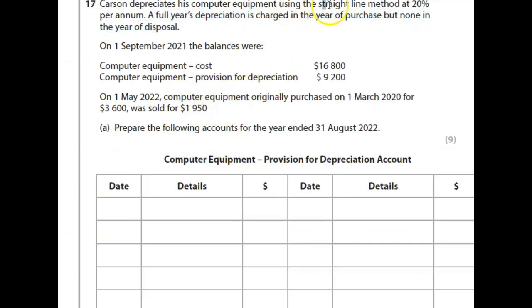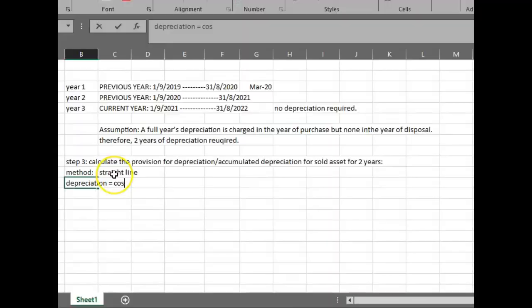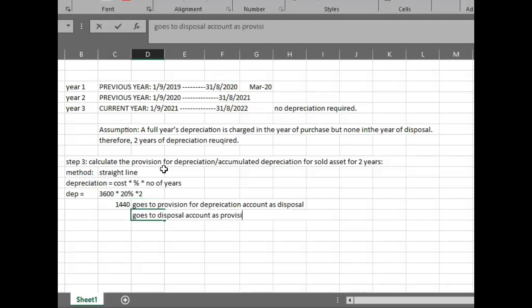Use the equation cost multiplied by percent, and this further multiplied by number of years. The cost of the sold asset is $3,600 and the percentage is 20%, and the number of years is 2. Do the math, you will get 1,440. This value in step 3 goes to the debit side of provision account as disposal, and the credit side of disposal account as provision for depreciation.